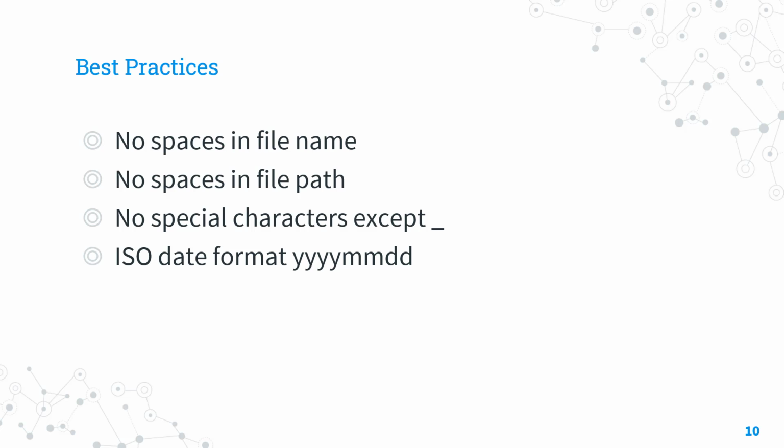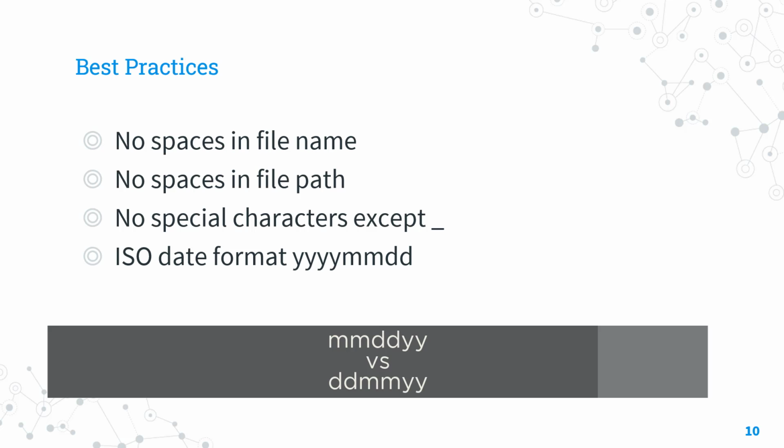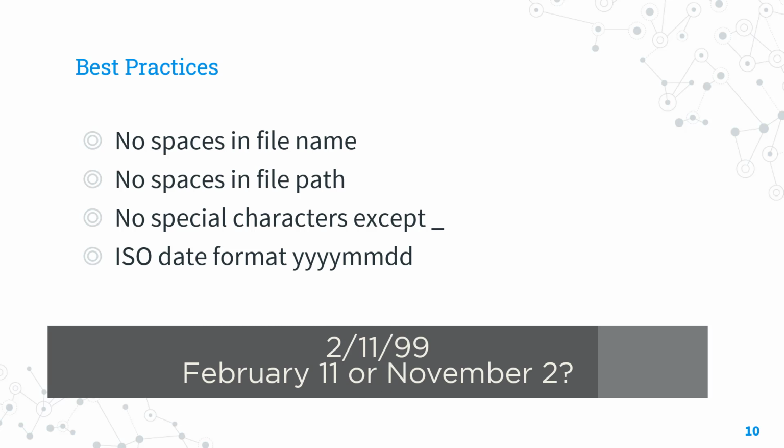But dates are tricky because different countries use different date formats. Here in the US, we use month-month, day-day, year-year format, abbreviated MMDDYY. But other countries use formats like day-day, month-month, year-year, abbreviated DDMMYY. This can be really tricky with a date like 2/11/99. Is that February 11th or November 2nd?